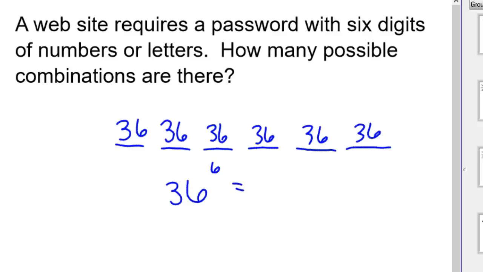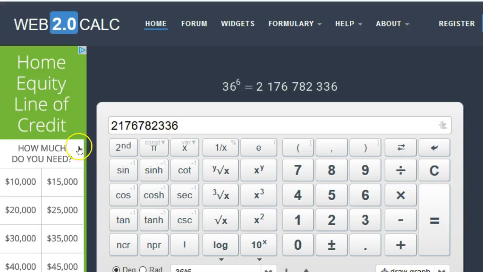Your calculator might even give it to you in scientific notation, it's so big. Here I use the Web 2.0 calculator, and for 36 to the sixth, I type 3, 6, then the y to the x key, and then 6. So 36 to the 6 is 2,176,782,336. Quite a few possibilities there.